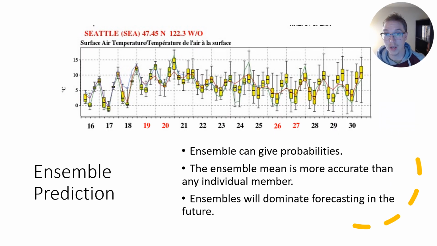So the ensemble can give probabilities, and the ensemble mean is more accurate than any individual member. So you have all these variations in prediction, but that average, the mean, is what's going to be most likely to be relatively accurate versus just having a single forecast or single prediction. In the future, it's estimated that these ensembles are going to dominate the forecasting world.